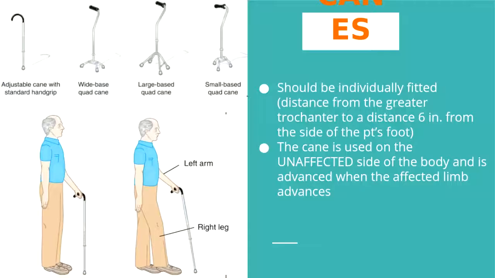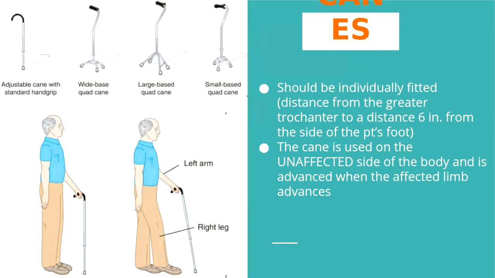So, like I was saying, for canes, you have to make sure that they're fitted from the greater trochanter to a distance 6 inches from the side of the patient's foot. And the way that you use a cane is you have it on the unaffected side. So on your strong leg, some people say, that's the side that you're holding the cane, and it advances with the affected limb. So your good leg will go forward, and then your cane with your affected leg will move following.